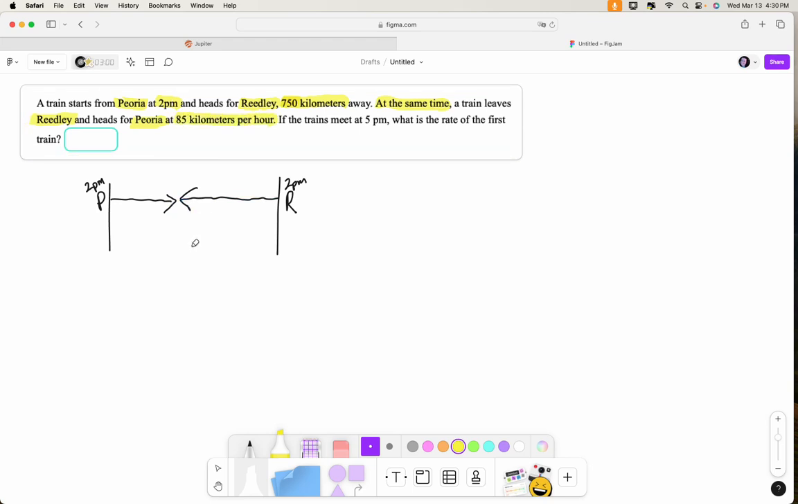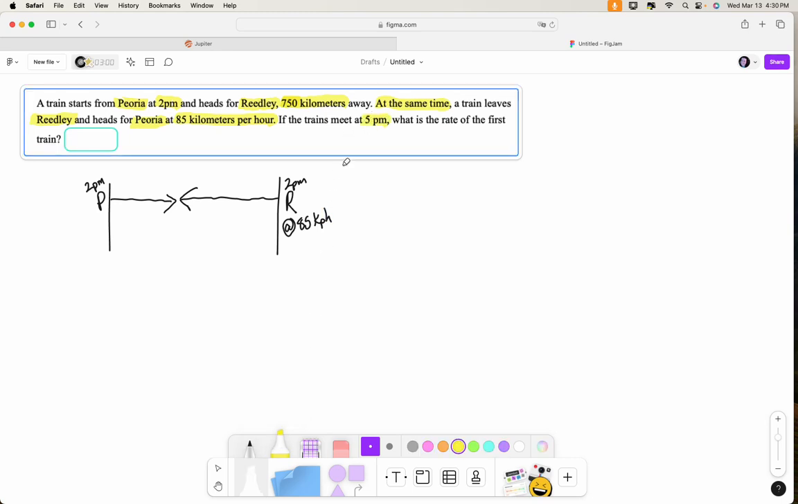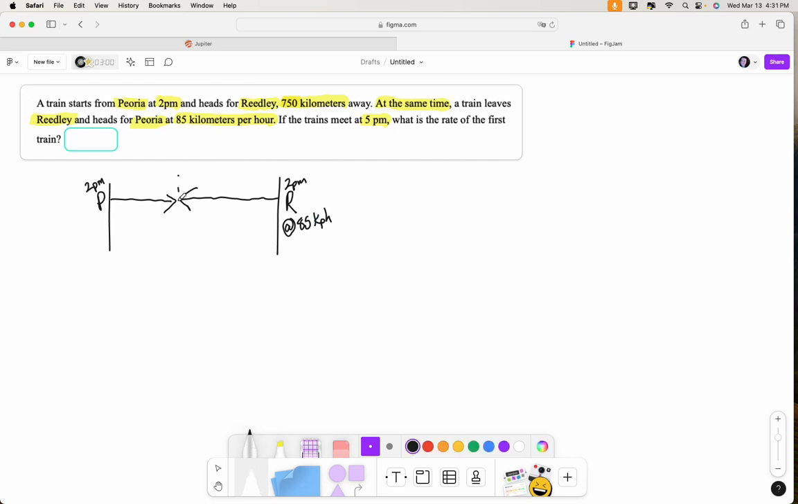So now we have its rate of speed, so we can write that down too. It's going at 85 kilometers per hour. So we have both of them leaving at the same time. The one from Reedley is traveling at 85 kilometers an hour. If the trains meet at 5 p.m., what is the rate of the first train? So right here where they meet, this is 5 p.m. Well, if they both left at the same time, when they meet, it's going to be the same amount of time that has passed for both of them.